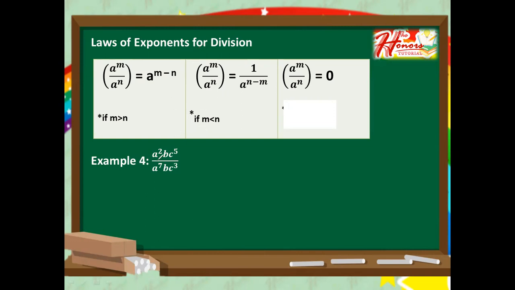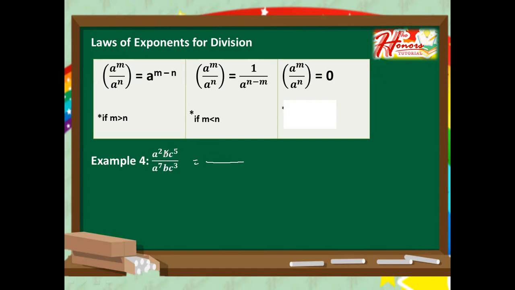So that is, let's have a first. So a raised to 2 over a raised to 7. Let me just teach you the shortcut. Okay, so this is how you are going to do this. A raised to 2 over a raised to 7.